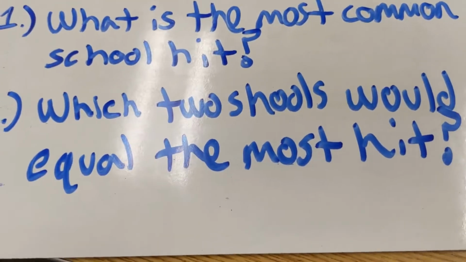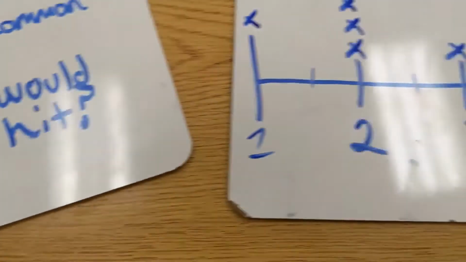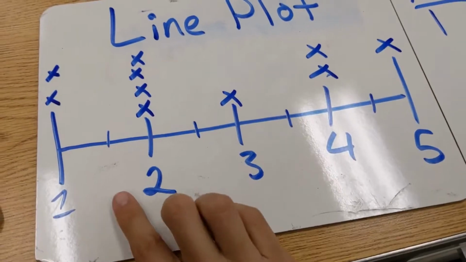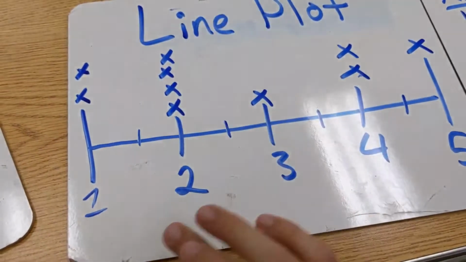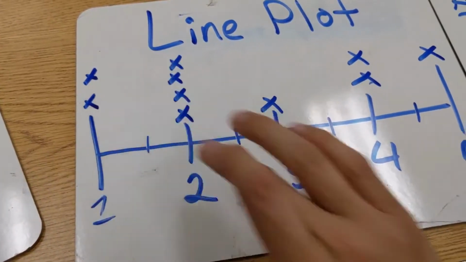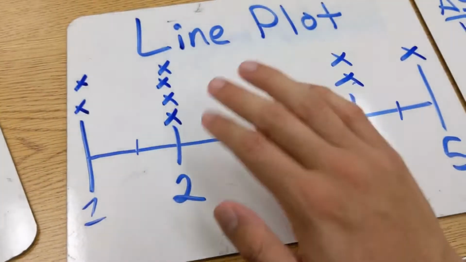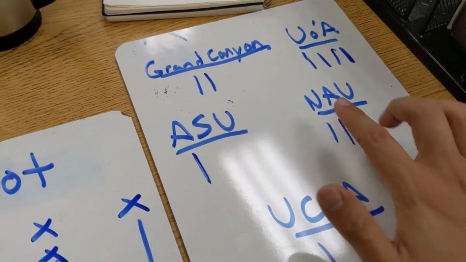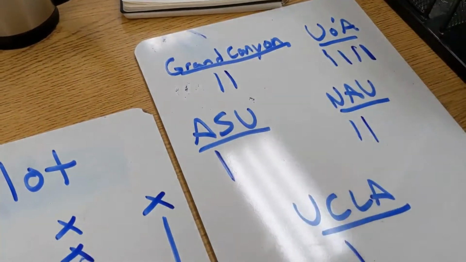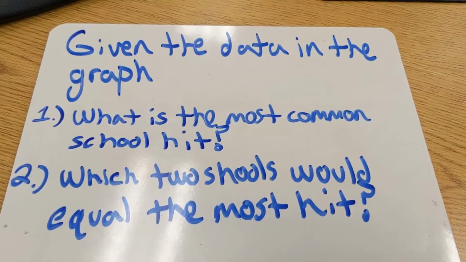The second question, however, is asking you which 2 schools would equal the most hit. Basically, which of these 2, if combined, would equal number 2? Well, you see number 1 has 2 and number 4 has 2. If you add these 2 numbers up, it'll equal 4. So it would be Grand Canyon and NAU. If you combine these 2, they would equal the U of A. And those are the questions that I have for you.